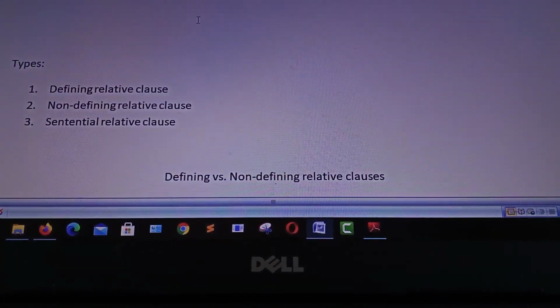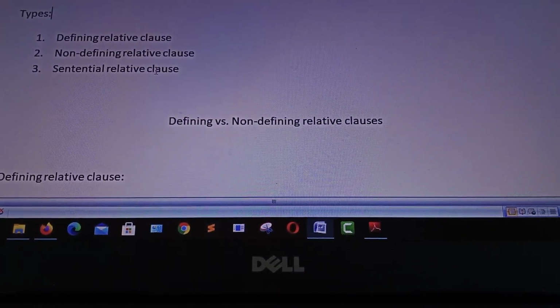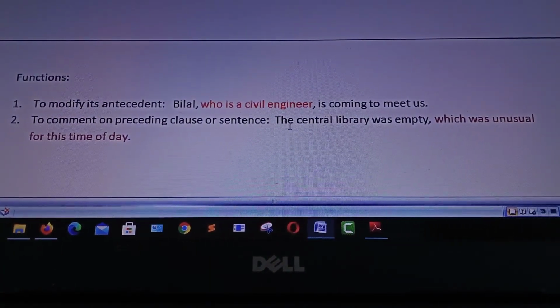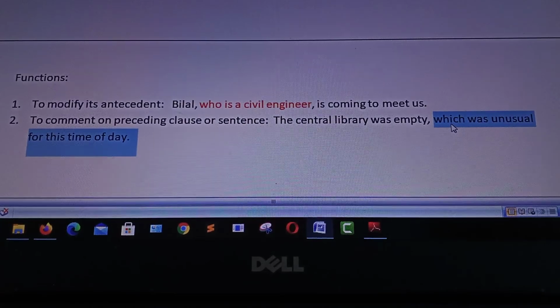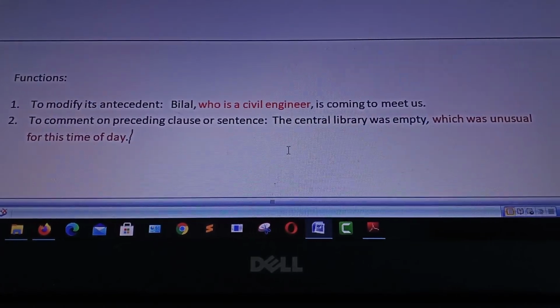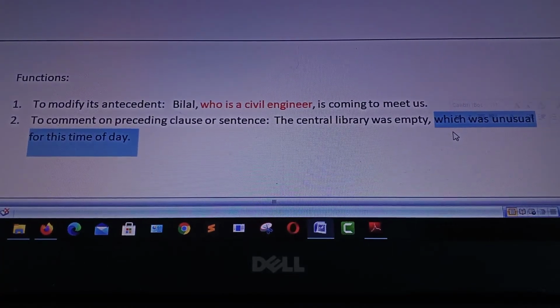Now we have three kinds of relative clauses: defining relative clauses, that is essential; non-defining; or sentential. It is very important to know the difference between defining and non-defining. And what about sentential relative clauses? For sentential relative clauses, take a look at this example. Here this one is a sentential relative clause, because this one is just modifying the previous clause. This one is an example of a sentential relative clause.